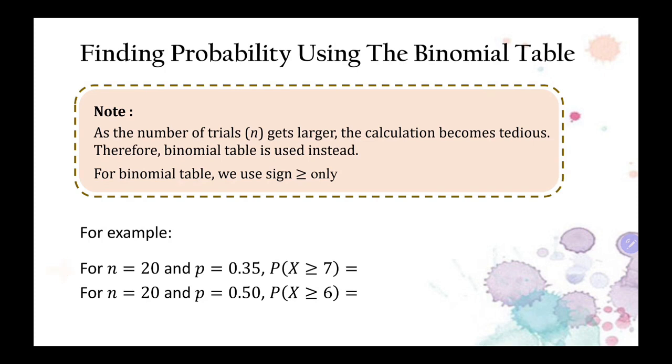For n equals 20 and p equals 0.35, find the probability for x greater than or equal to 7. For the binomial table, we just use the sign greater than or equal. So this one is in the sign of greater than or equal, so we can use the table directly.